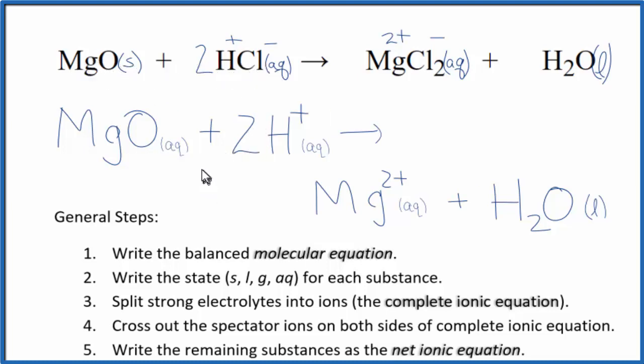You'll note that charge is conserved. We have 2 times 1 plus, so we have 2 plus on the reactant side, 2 plus on the product side. So that's balanced. And then if you count the atoms up, you'll have the same number on each side. So mass is conserved as well.